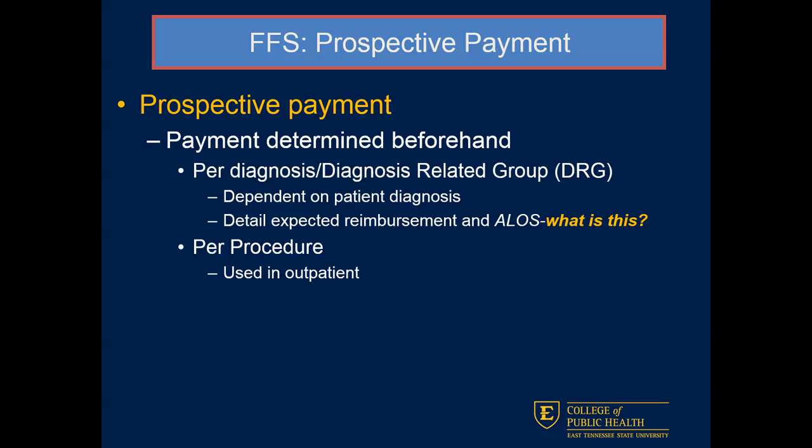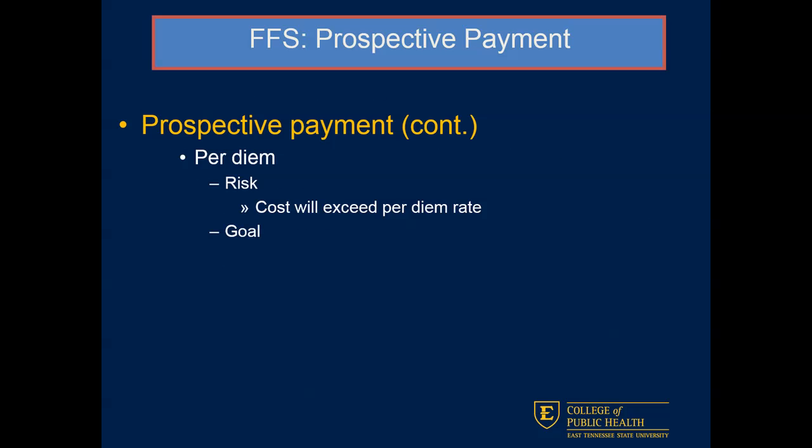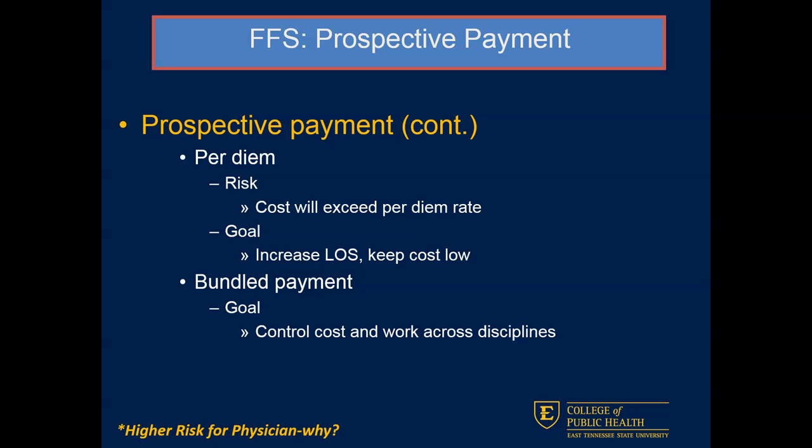So still under prospective payment, where we determine the amount of payment beforehand, we have two other types that go along with the DRGs and per procedure. Those are per diem, and then your bundled or your global payments. We'll start with per diem or your per day.